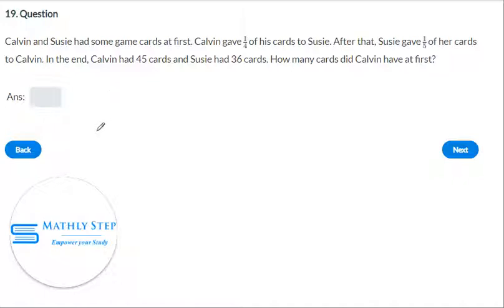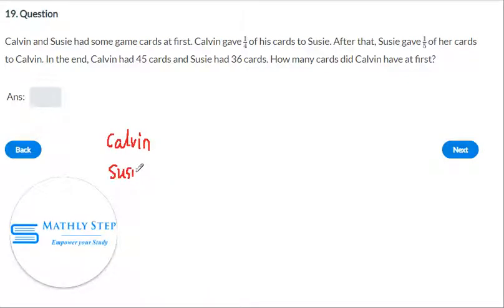This question is a bit complicated. There are different scenarios. First, we see there are two persons. One is Kevin, the other is Susie. Okay, so this is at first. The question is asking, at first, how many cards did Kevin have?